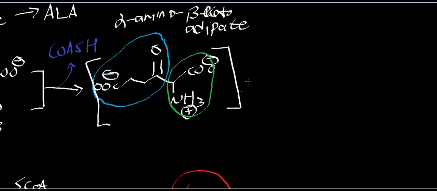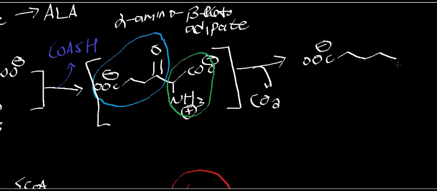It's actually unstable, and what we're going to find is that it gets decarboxylated by ALA synthase. So you lose a carbon dioxide. So what you end up with is this. Instead of being 6 carbons, now it's 5 carbons. So 1, 2, 3, 4, 5.